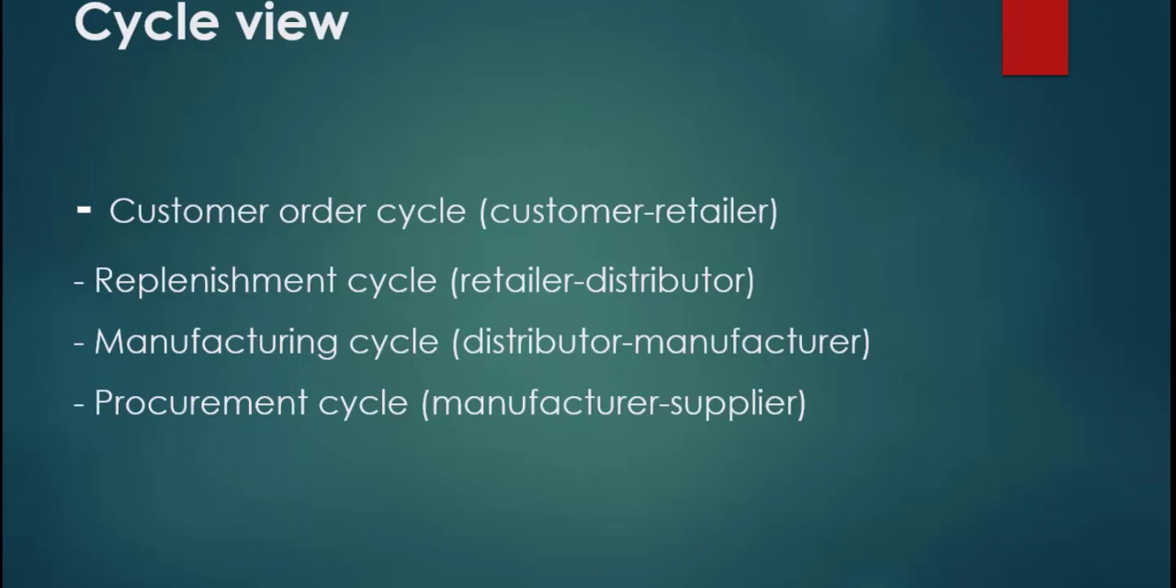First we will see cycle view. Processes in a supply chain are divided into a series of cycles, each performed at the interface between two successive stages of the supply chain. All supply chain processes can be broken down into the following four process cycles. Each cycle occurs at the interface between two successive stages. First is customer order cycle between customer and retailer, replenishment cycle between retailer and distributor, manufacturing cycle occurs between distributor and manufacturer, and last, procurement cycle takes place between manufacturer and supplier.